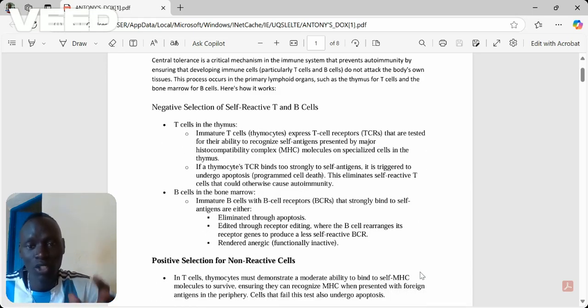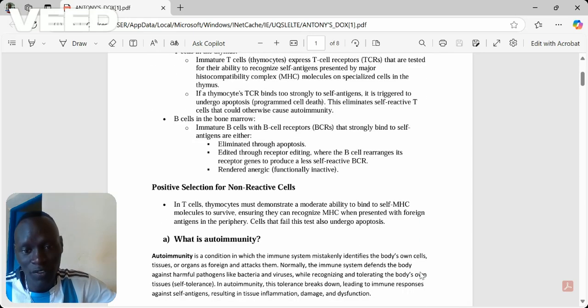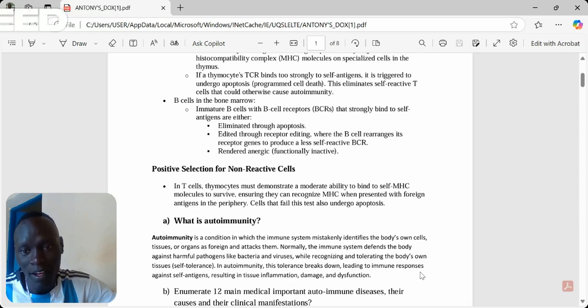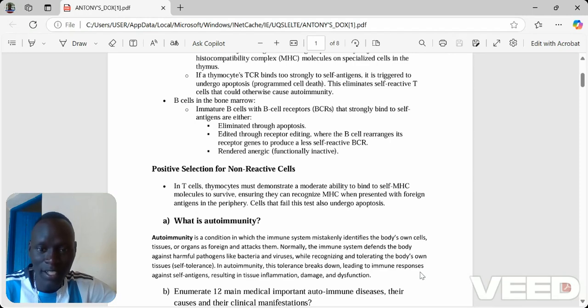And it works in a two-way manner, that is a negative selection of self-reactive T cells and B cells, and then the positive selection of non-reactive cells. Allow me to talk about the positive selection for non-reactive cells. In T cells, the thymocytes must demonstrate a moderate ability to bind to self-MHC molecules to survive, ensuring they can recognize the MHC when presented with foreign antigens. In the periphery, cells that fail these tests also undergo apoptosis.